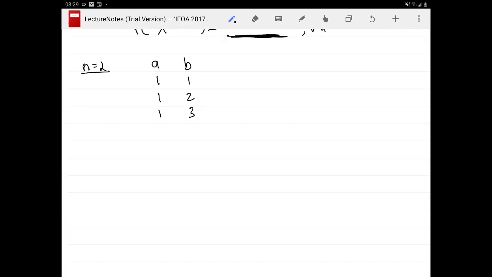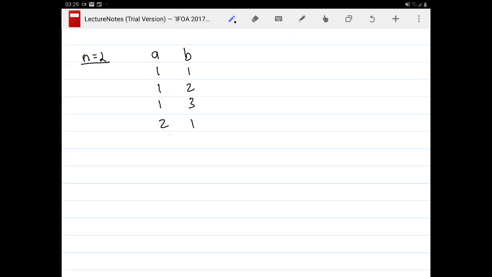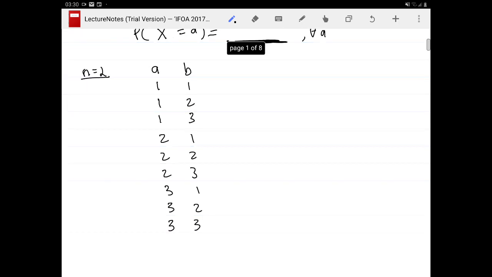So 1,1; 1,2; 1,3; 2,1; 2,2; 2,3; 3,1; 3,2; and 3,3, right? These are all of the possible combinations that you can have when you take two samples from the random variable with the distribution above. Okay, so now we have all of the cases that we can have in terms of what our samples are.